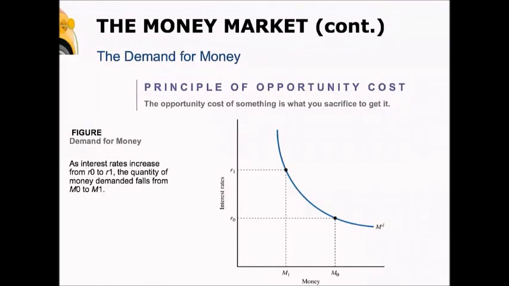So the principle of opportunity cost deals with the demand for money because when you're holding money, you're not earning interest. The opportunity cost of holding money is the interest that you could have been earning if you were holding a different asset that earned interest. So the price of holding money is its opportunity cost, or the interest rate. And as we showed in our example, as interest rates rise, people are going to hold less money. So the money demand curve is downward sloping. And this is based on the transactions demand for money.